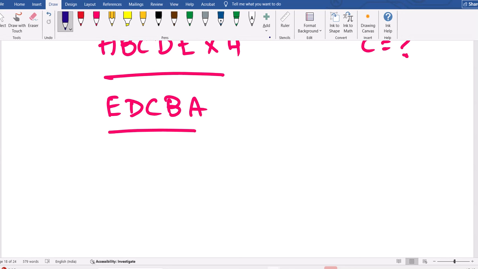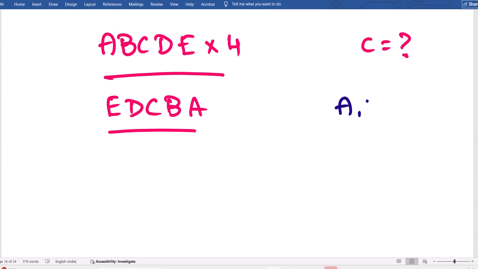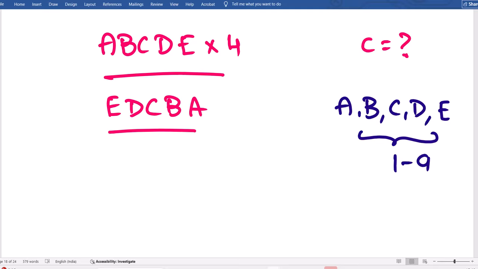Condition, all these letters are not equal to 0. A, B, C, D, E should take values from 1 to 9. No 0, it should take only values from 1 to 9. Try. Now check. As I said already, leftmost you have to fix first. What is the A value possibility?